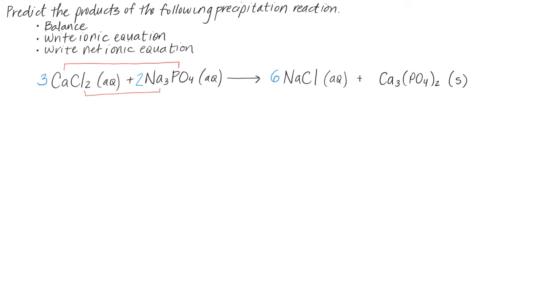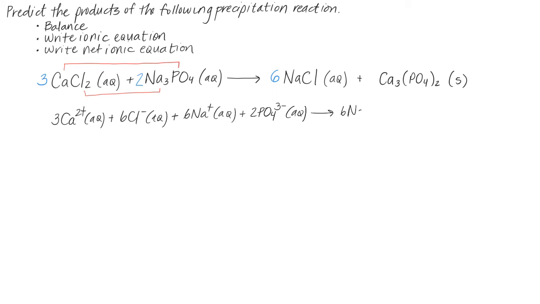To write our ionic equation, we will break apart our aqueous compounds into their ions because ionic compounds in aqueous solution dissociate 100%. And so we end up with 3 calcium 2 plus ions, and 6 chloride ions, 6 sodium ions, and 2 phosphate ions on the left side. Now on the right side, we have 6 sodium ions, 6 chloride ions, and because our solid product is insoluble, we leave that one as it is.